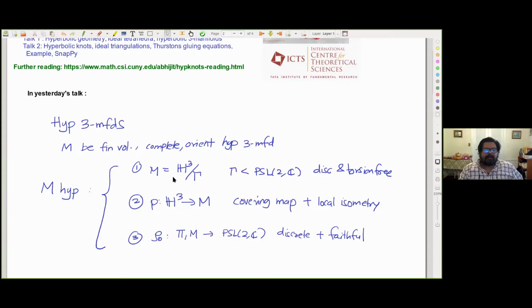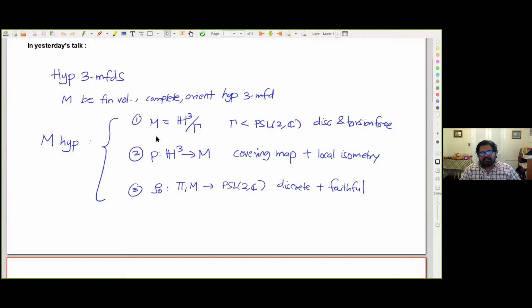So we saw a hyperbolic three-manifold. We will always mean a finite volume, complete, orientable hyperbolic three-manifold for most of the talk. It can be seen as the quotient of H3 by a discrete and torsion-free group of isometries. PSL2C is the orientation-preserving isometries of H3. A Gamma like that is called a Kleinian group, but in general a Kleinian group can have torsion, and the quotient need not be finite volume, but we are going to want it to be finite volume.